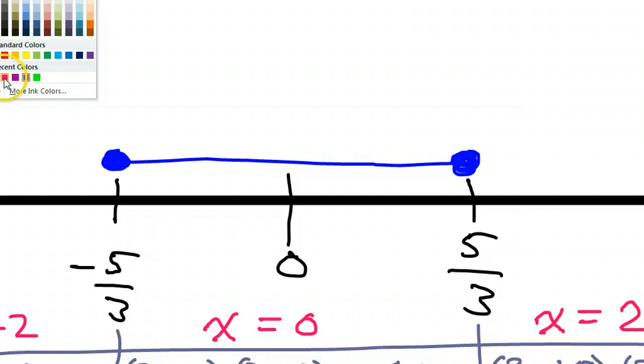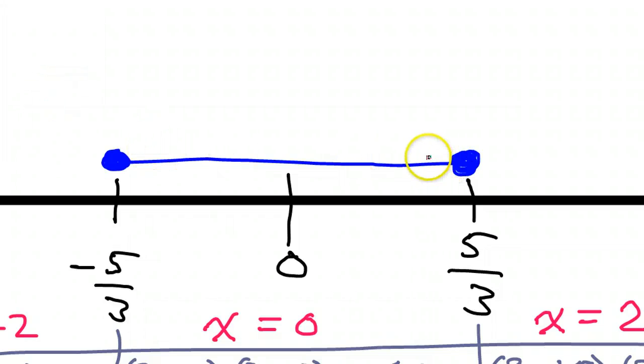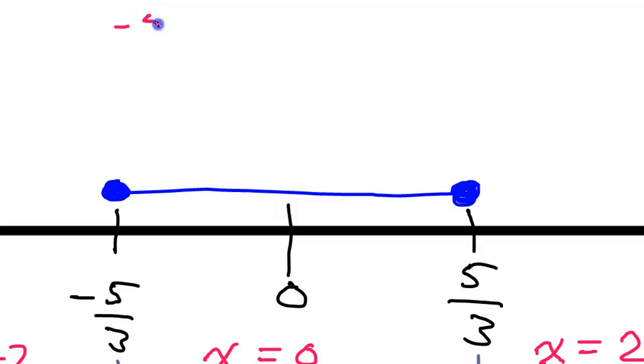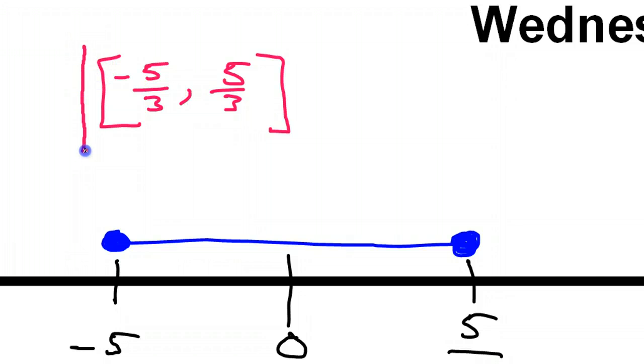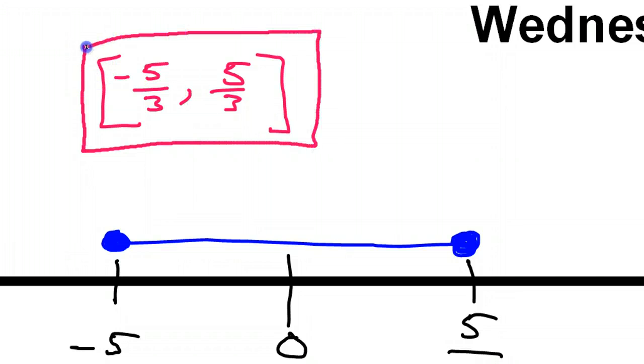Now let's go ahead and write the solution. In interval notation, the solution would be from negative 5 over 3 to positive 5 over 3. We will use square brackets to show that the endpoints are included in the solution set. That's how you would write the solution in interval notation. I could put a box around it. That's how done it is.